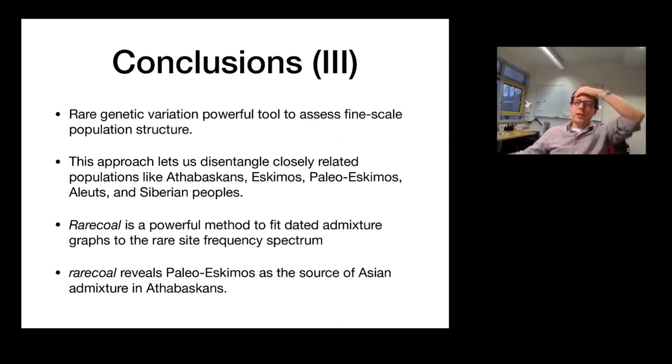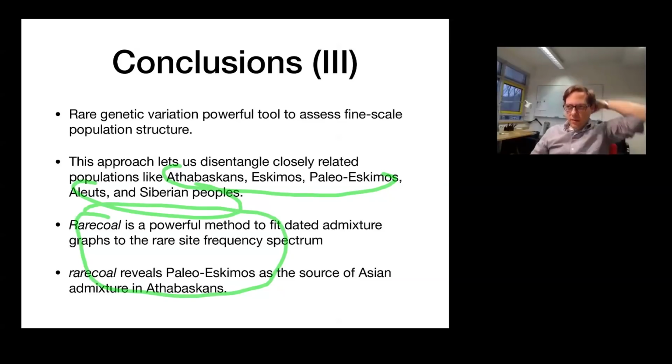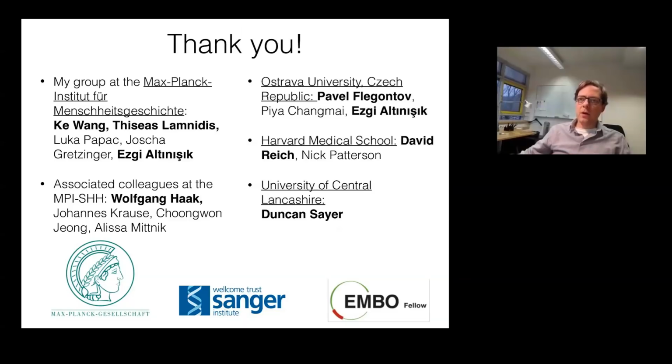Okay, so let me sum up. Rare genetic variation is a powerful tool to assess fine-scale population structure, as we've shown both in the Anglo-Saxon case and in this Native American history project. In this case, we can disentangle Athabascans, Eskimos, Paleo-Eskimos, Aleuts, and Siberian people. We have this new method, RareCoal, which finally now gives us a means to actually derive a dated admixture graph, not just the topological admixture graphs from qpGraph and other methods. And in this case, it reveals that Paleo-Eskimos are the source population giving rise to Asian admixture in Athabascans.